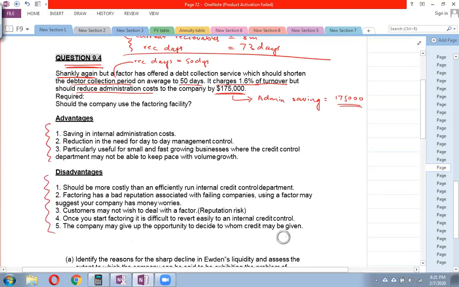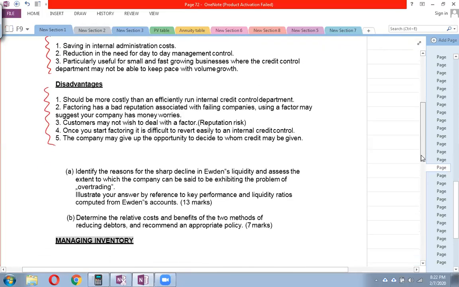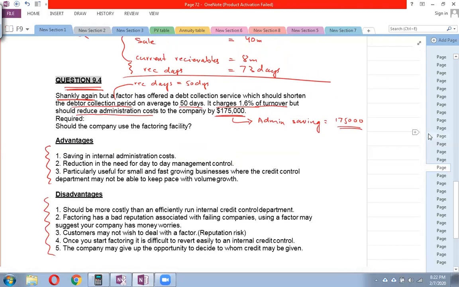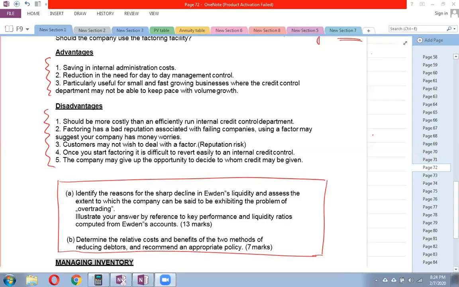I'll give you a minute to read the advantages and disadvantages, please. Can you quickly read advantages and disadvantages, please? You want me to explain number four? Okay, let's see what is in number four.